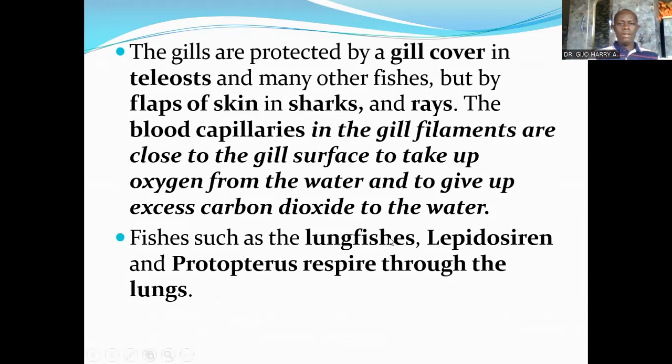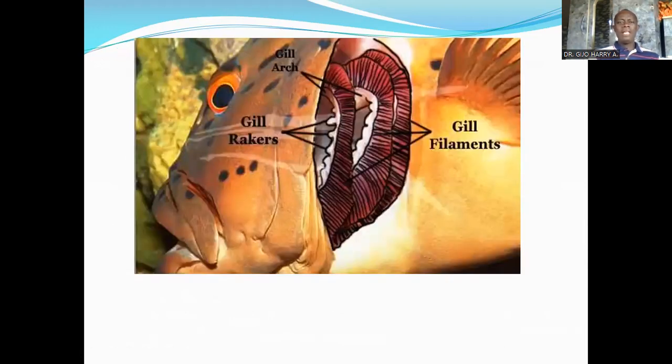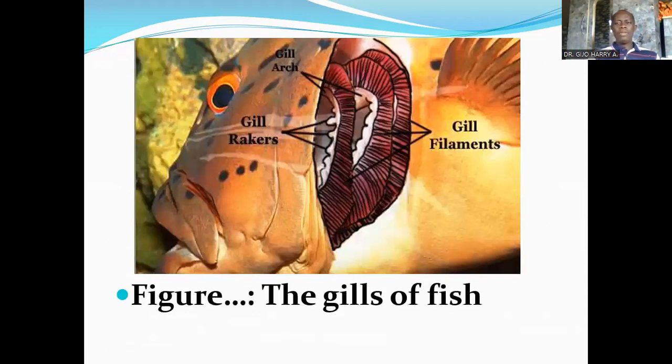Fishes such as the lungfishes, Lepidosiren and Protopterus, respire through the lungs. The African lungfish, Protopterus annectens, basically breathes through the lungs, not the gills. In that case, they have to come out to breathe air and go in. Whenever they want to breathe again, they come and take a gulp and go inside. But for virtually every other fish, respiration is through the gills.